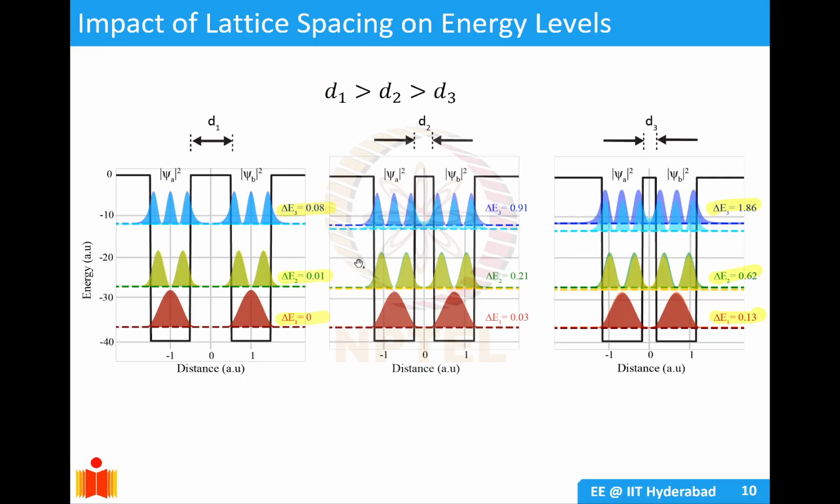So here you can visually see how the lattice spacing is affecting the energy levels. You can see here, for D1, then for D2 the energy increases slightly, and for D3 the energy increases even higher.